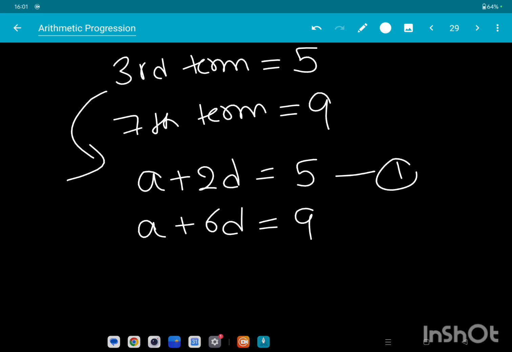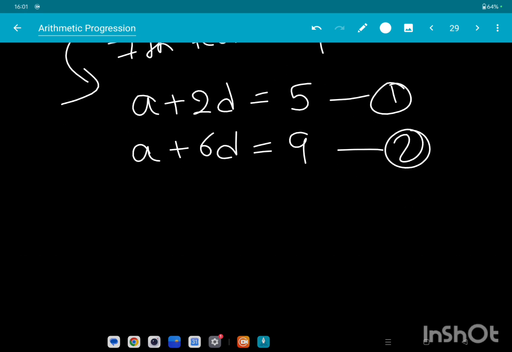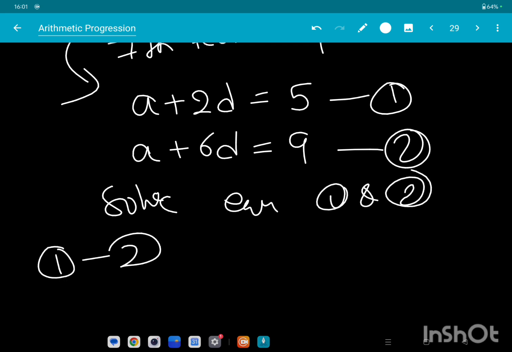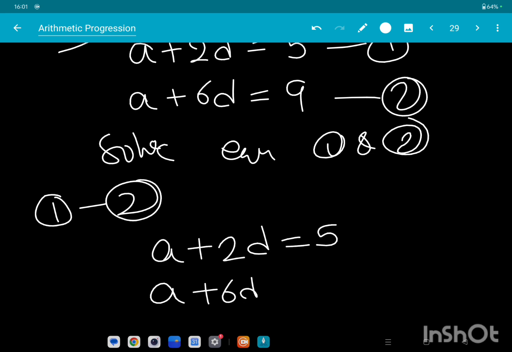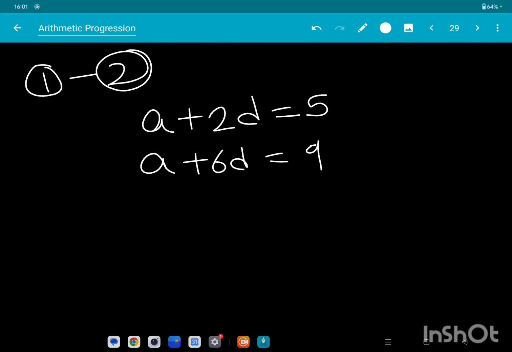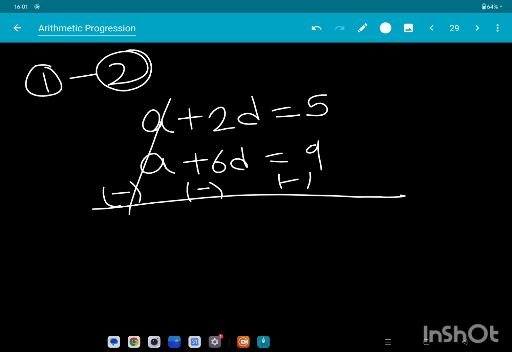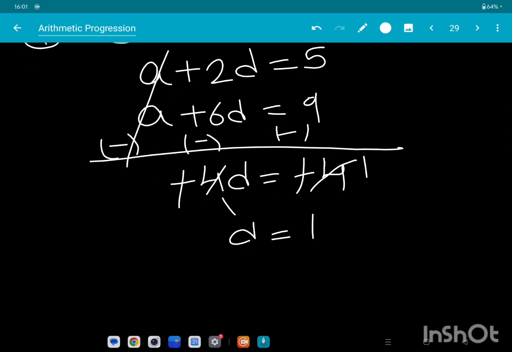Now let's say it is equation 1 and it is equation 2. Let's solve equations 1 and 2. How can we solve them? So 1 minus 2. I'm going to subtract these. A plus 2d is equal to 5 and a plus 6d is equal to 9. Subtracting means the signs will change. Plus a minus a cancel. Here I got minus 4d is equal to minus 4. Minus minus cancel, so d is equal to 1. So we got the d value as 1.